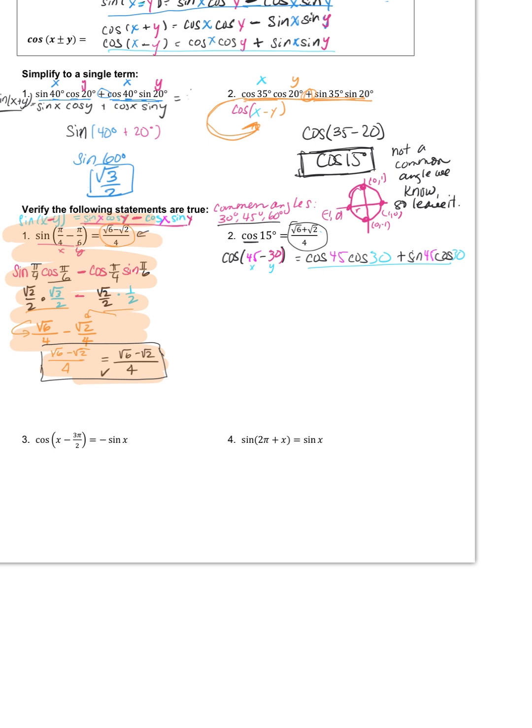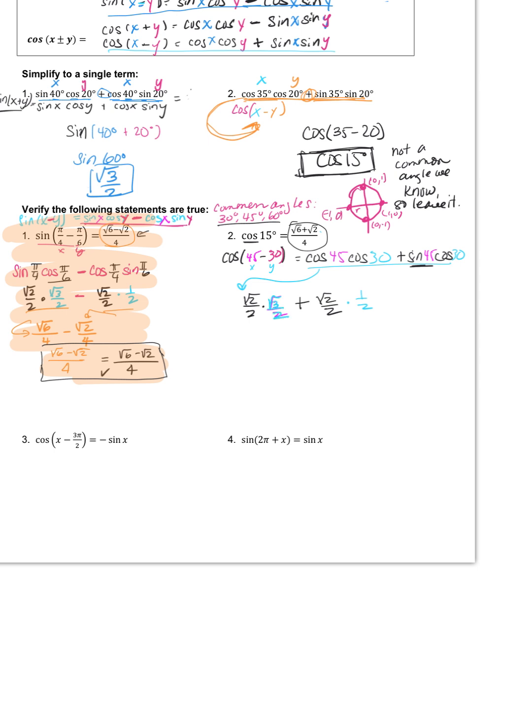Okay, so now let's use our unit circle. I'm going to move this down this way. What's the cosine of 45? Well, we just did that earlier. It's square root of 2 over 2. Times, what's the cosine of 30? Cosine of 30 is the square root of 3 over 2. Plus, the sine of 45 is the square root of 2 over 2 times sine of 30, which is 1/2.